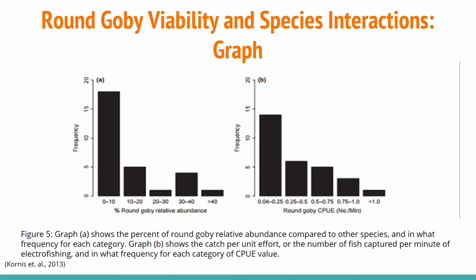The second graph shows the round goby catch per unit effort, or CPUE, which shows how many fish were captured per minute. The frequency on the y-axis shows that in most areas there were fewer round gobies captured per minute, showing that in most streams there was a low density of the fish.